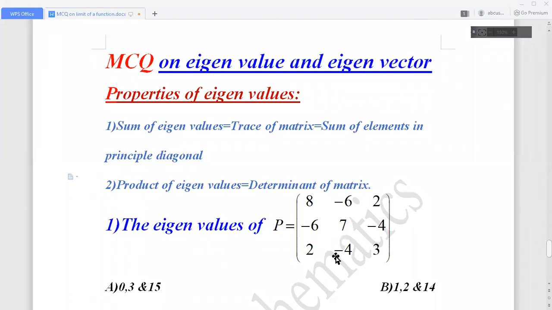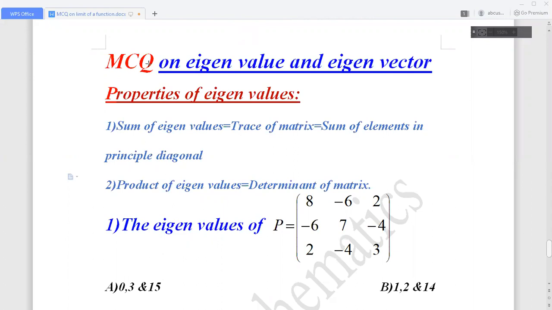Today in this video, I am going to solve a multiple choice question related with eigenvalue and eigenvector. Here I will use some properties of eigenvalues to solve these multiple choice questions very quickly. Please watch this video till the end.